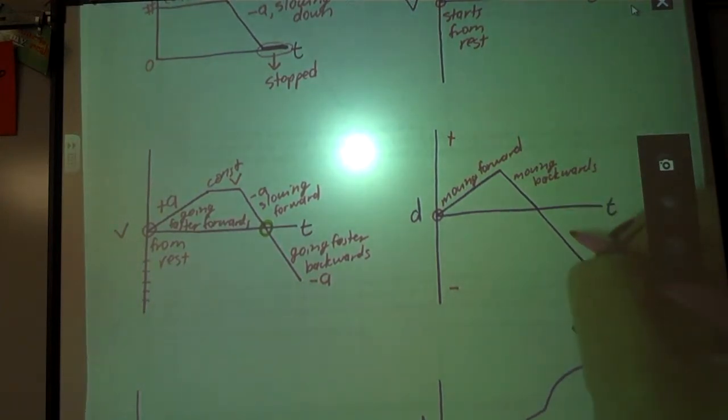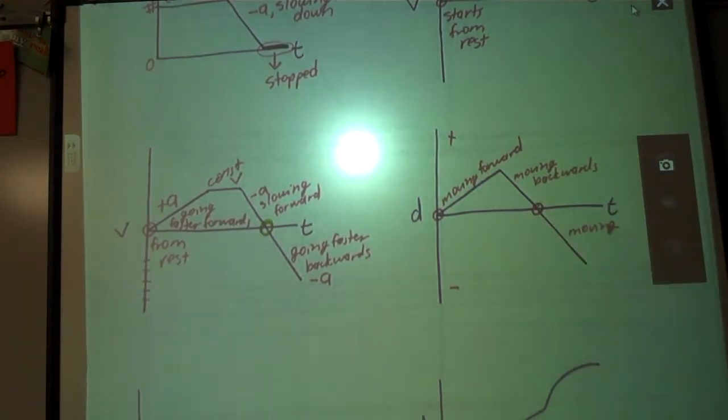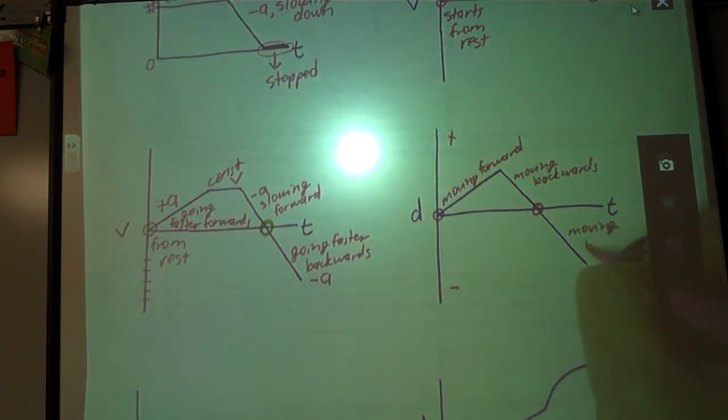At this point, I am moving away from my starting point. So right here, I am back where I began. I am back to my starting point. However, I keep walking in my backwards direction.